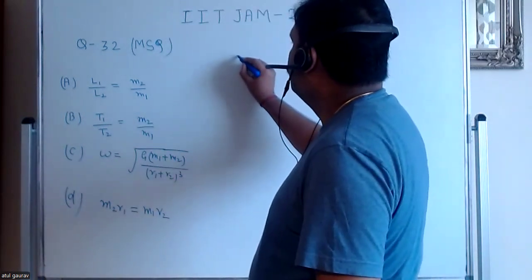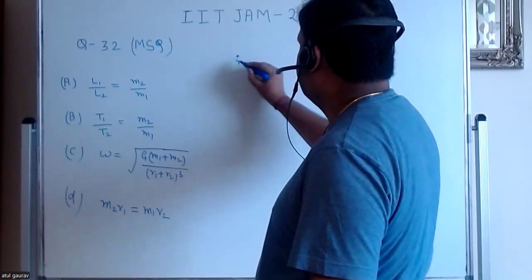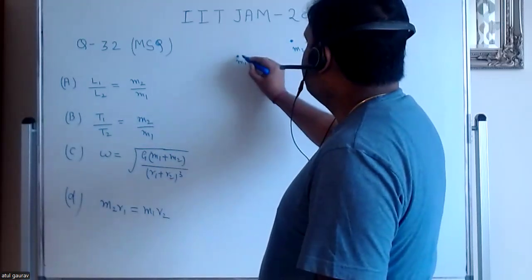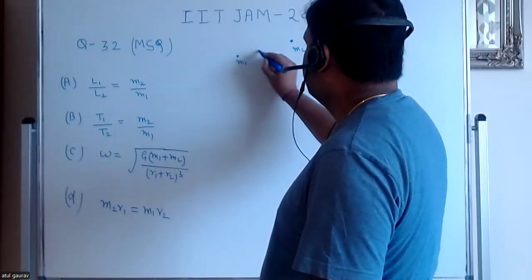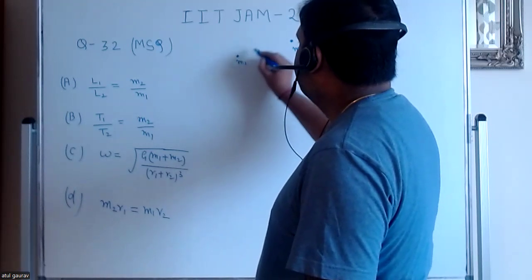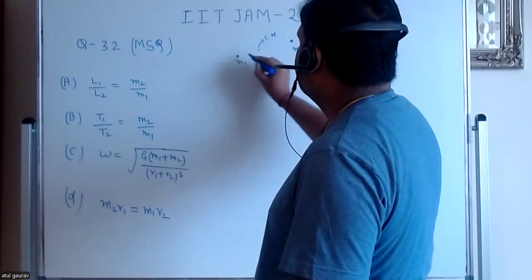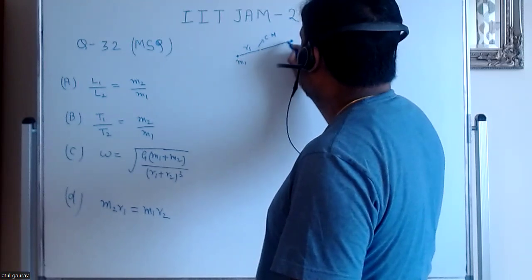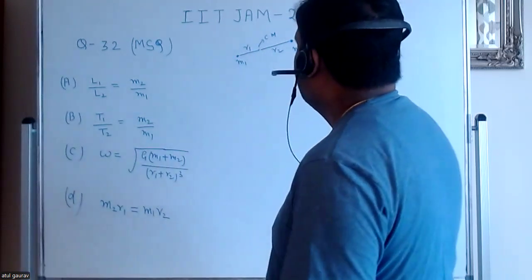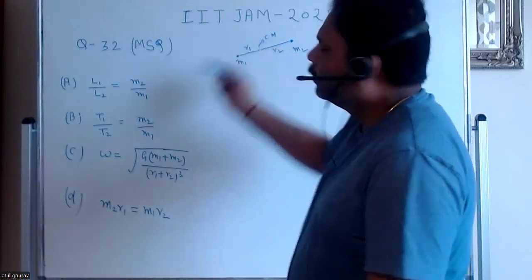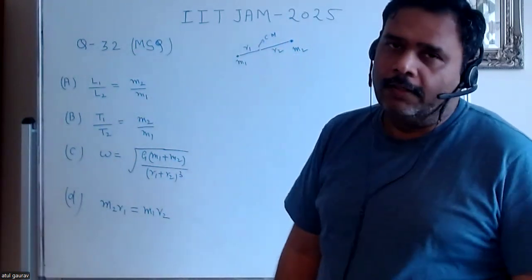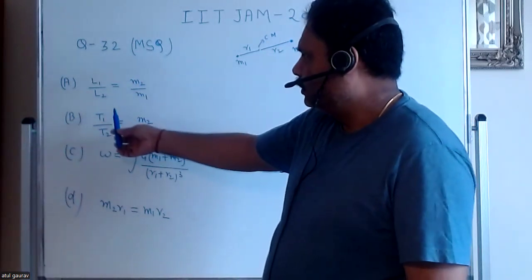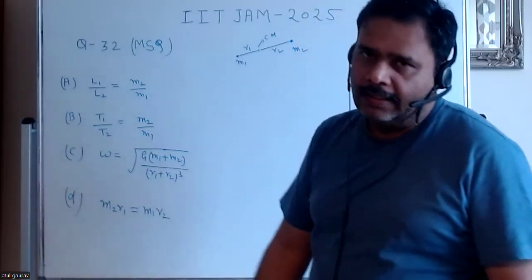So there are two masses. Let's say this mass is m1, and another mass is m2. There is some center of mass, and the distance between m1 and the center of mass is r1, and the distance between m2 and the center of mass is r2. Both particles are moving in a circular orbit with the same angular speed omega. Then we have to find which of the following options are correct.